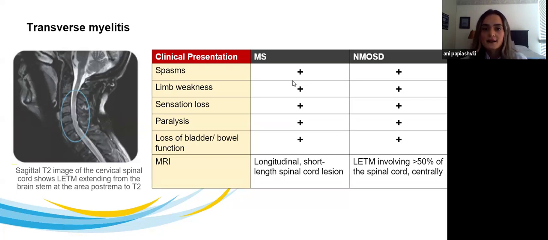So this kind of sensory or motor impairment, or maybe autonomic function impairment, can be seen in both of them, right? Like spasms, limb weakness, paralysis, and so on, bladder and bowel dysfunction.